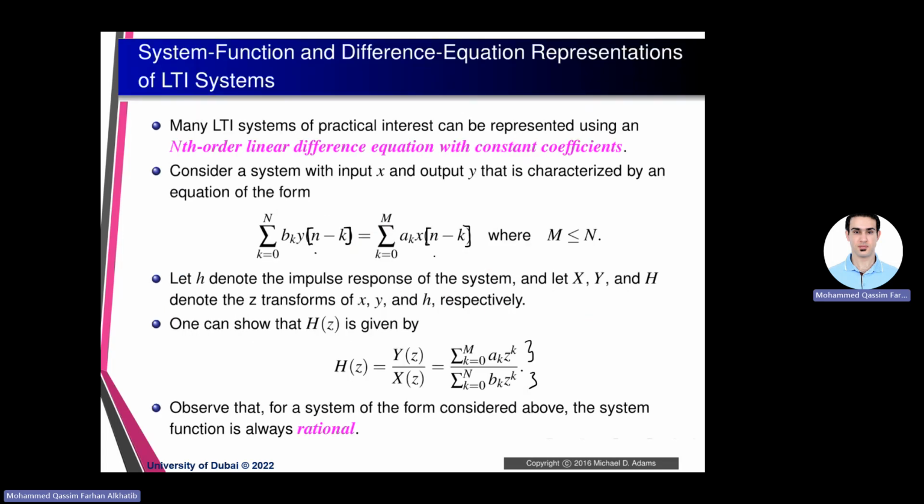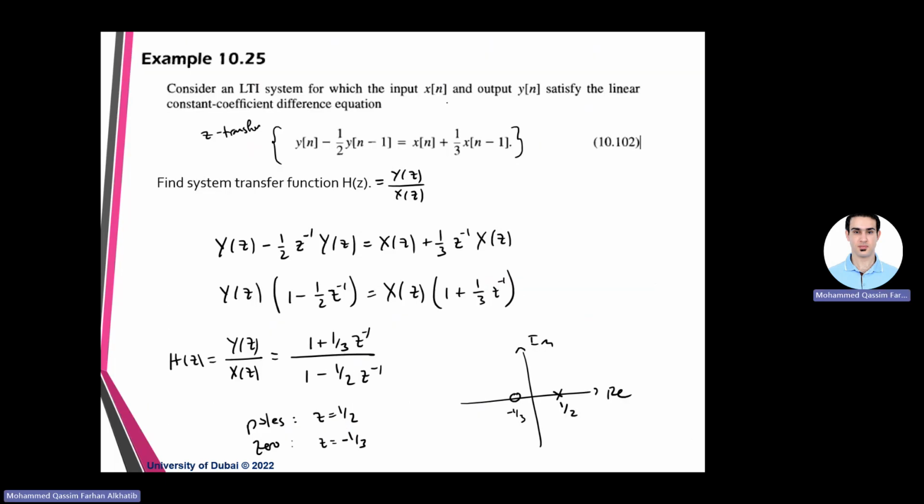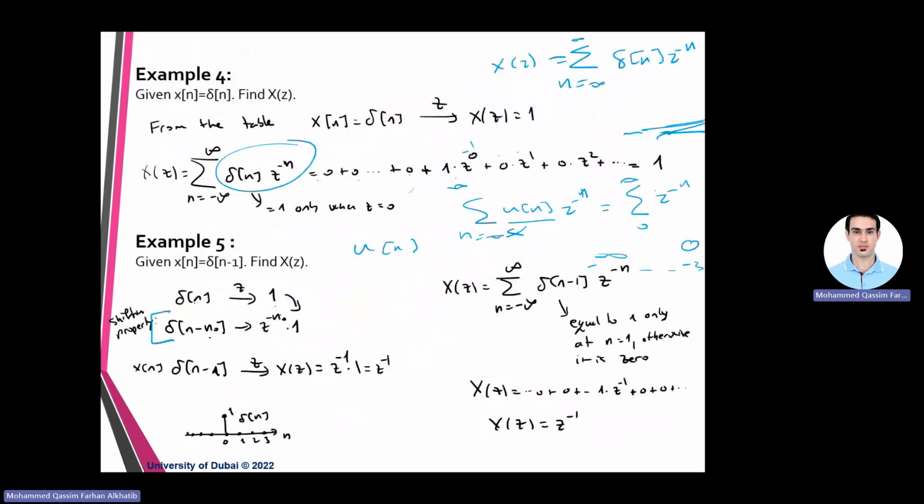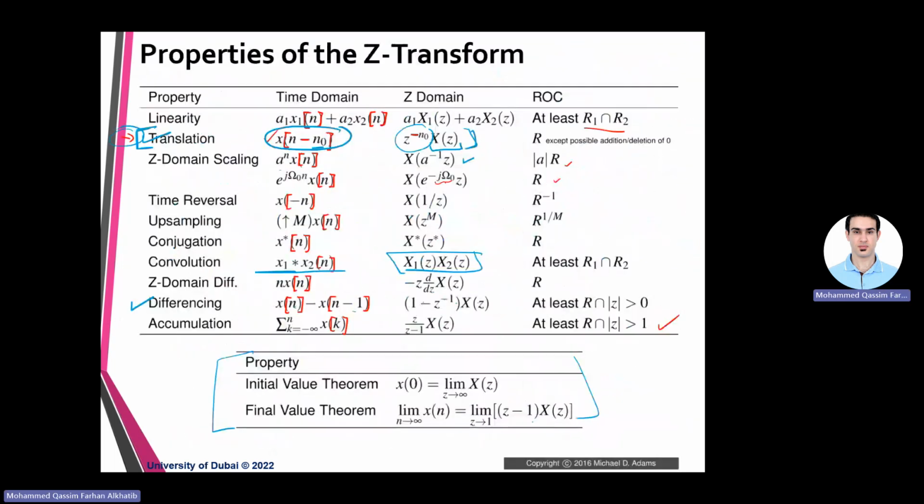Okay, for differential equations, pretty much like what we did in Laplace. So here is an example. Now in differential equations, we don't use derivatives here because the derivative, if you remember, x prime of n, is x of n minus x of n minus 1. Go back to the tables of properties. There's the one, differentiation.